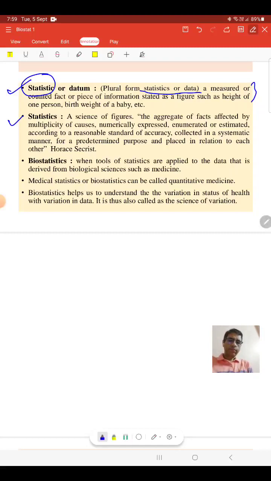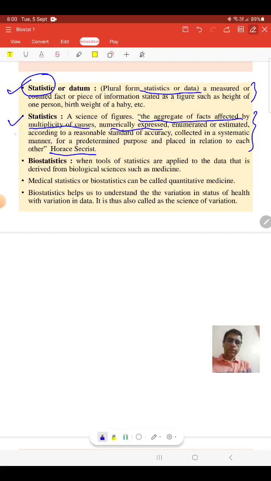There is a definition coined by Horace Secrist: the aggregate of facts affected by multiplicity of causes. There are some factors. If you try to understand the concept, this is a very precise definition which explains the entire thing about statistics. The aggregate of facts affected by multiplicity of causes. So there are various causes which are affecting the facts, which are numerically expressed, that is, expressed in numbers, enumerated or estimated according to a reasonable standard of accuracy.